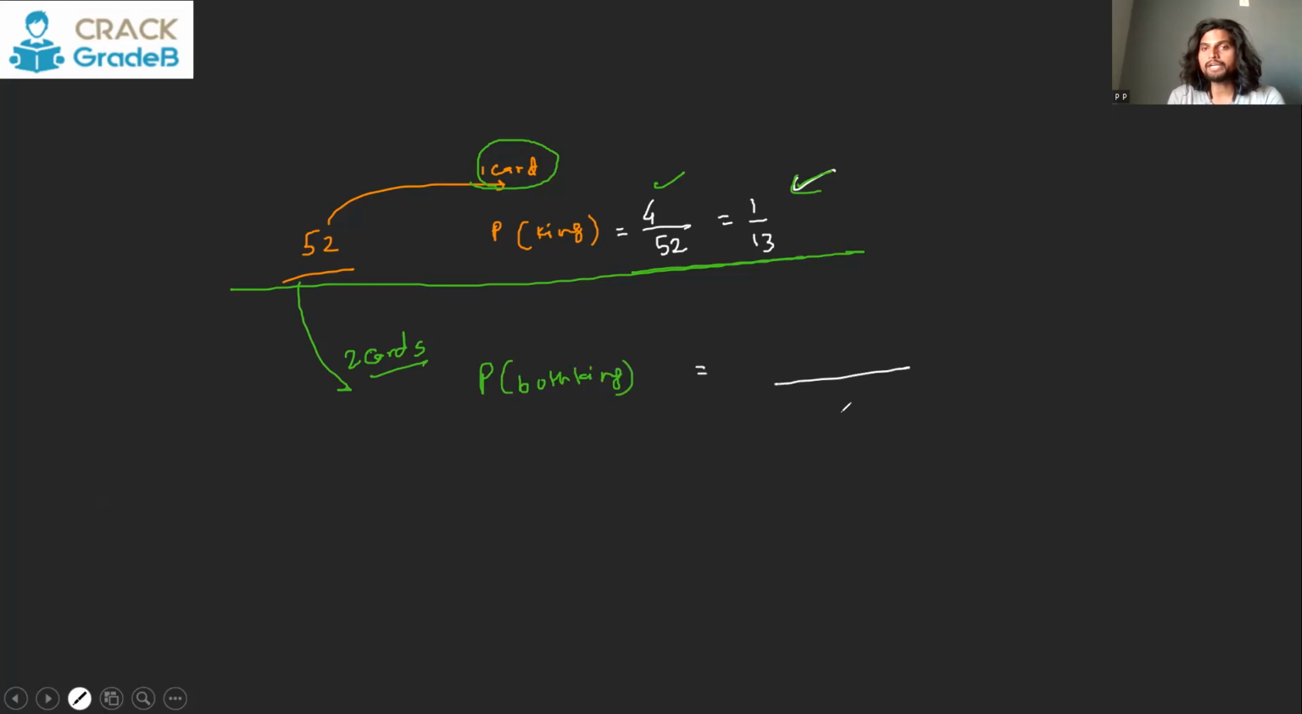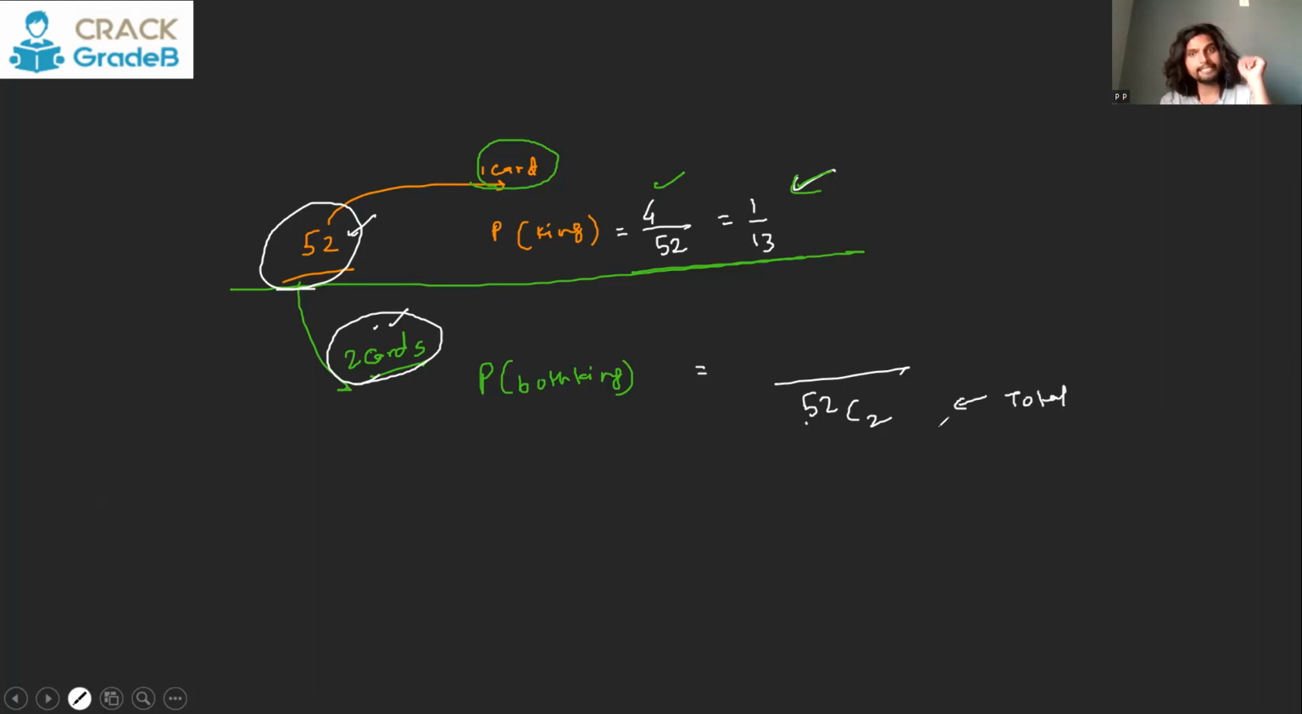So, in the denominator, you write the total cases. Out of 52 cards, if you are drawing 2 cards, how many ways can you draw 2 cards out of 52? The question in PNC was, how many ways can you select 2 items out of 52 different items? So selecting 2 out of 52, you write it as 52C2. Those are going to be our total cases, because you are selecting 2 out of 52.